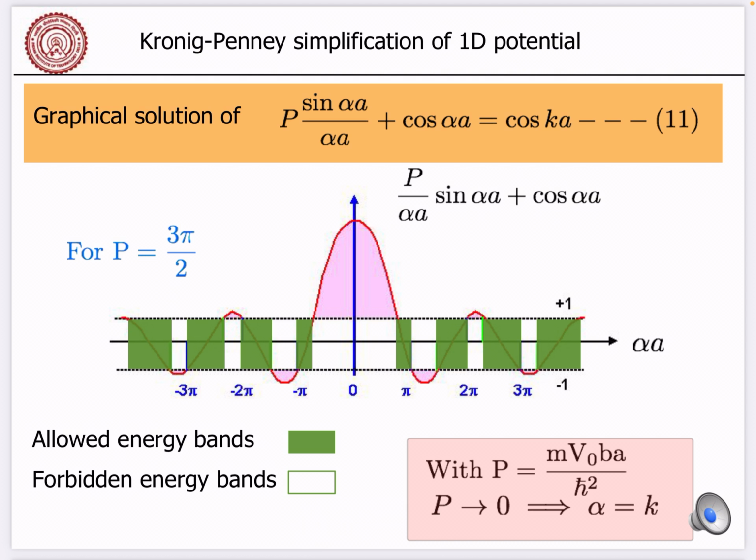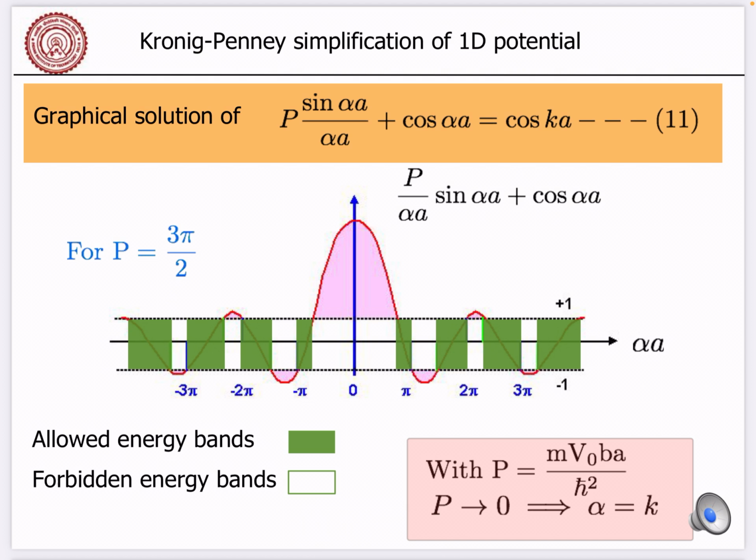Now considering this, you see that there is an allowed band of energy. What is the x axis? This is important to note: the x axis is the energy axis. As you move along the x axis, you are moving towards higher energy states, because alpha is an energy term, alpha square equal to 2mE by h cross square. So as you go to the right from the 0 line, you are moving along higher energy states.